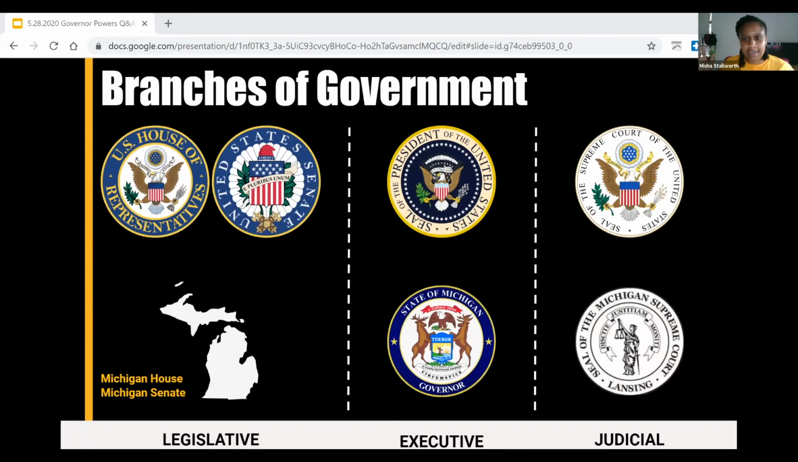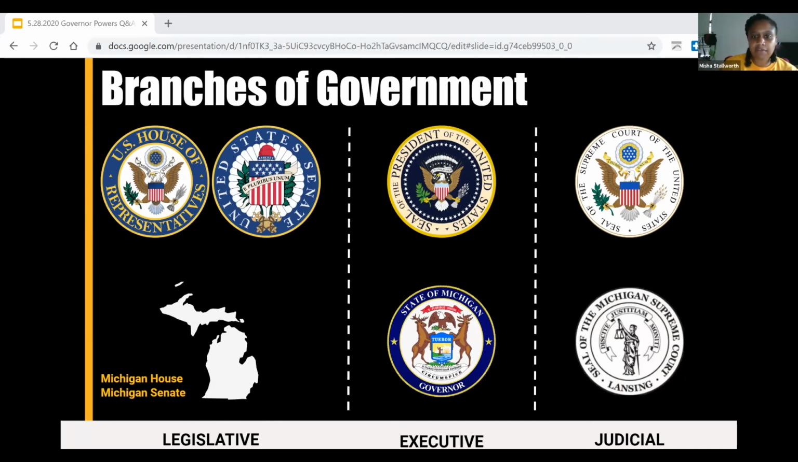So, just a quick refresher on the three branches of government. These branches of government exist at the federal level, they exist at the state level, they exist at the local level. You've got your legislative branch, which writes laws, right? You've got your executive branch, which leads government administration and implements laws. And you've got your judicial branch, which interprets laws and administers justice.